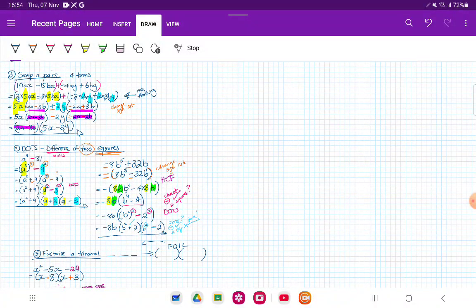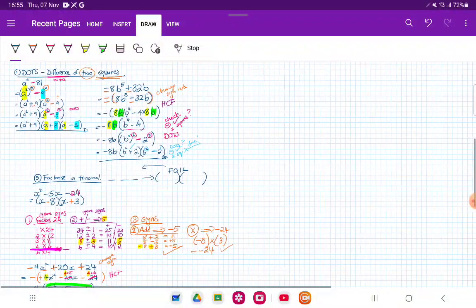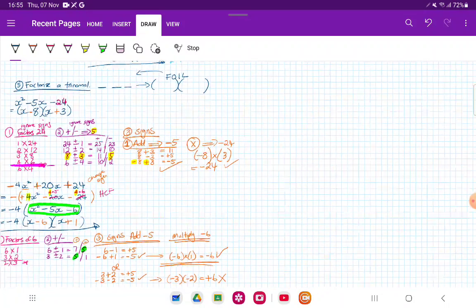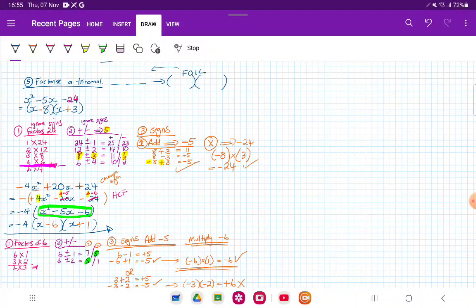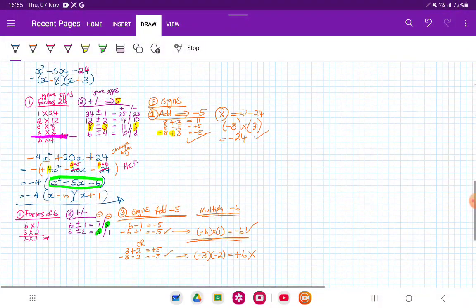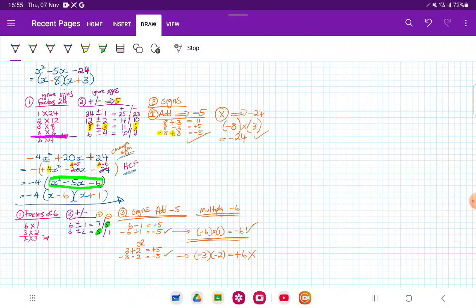If you have 4 terms, factorize by grouping in pairs. Difference of 2 squares, check, check, check, check, check. Don't stop. If you're done, check again. Factorizing a trinomial, that's now going back from bracket squared, going back to 2 brackets. So the opposite of FOIL. And then sometimes you have a highest common factor and a change sign rule.